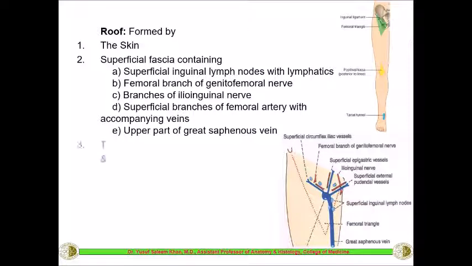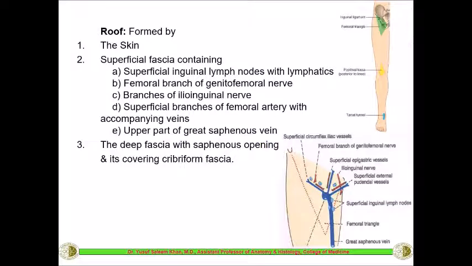importance, especially in case of varicosity of this vein, especially in people who stand for a very long time. That is called the varicose vein. So this is the great saphenous vein, which is opening into an opening called the saphenous opening, and it is covered by the cribriform fascia.